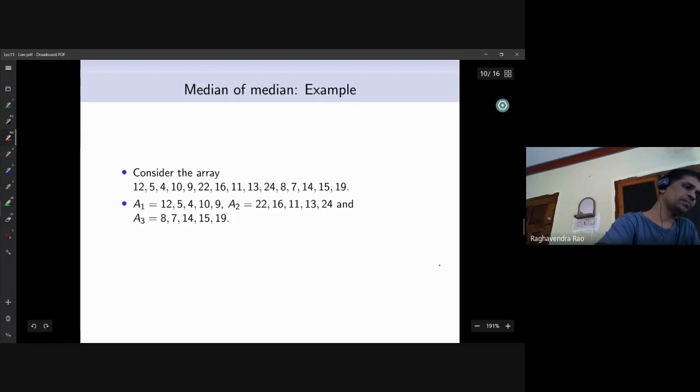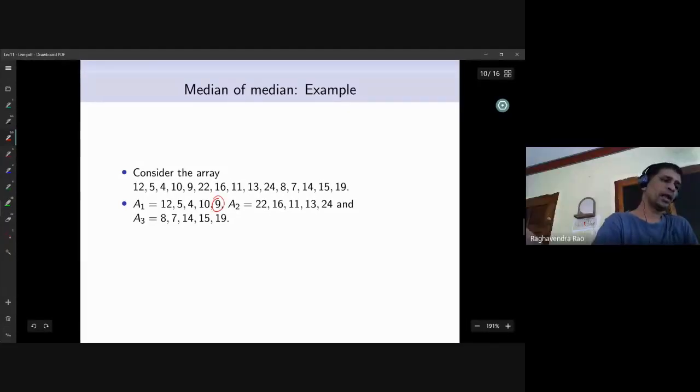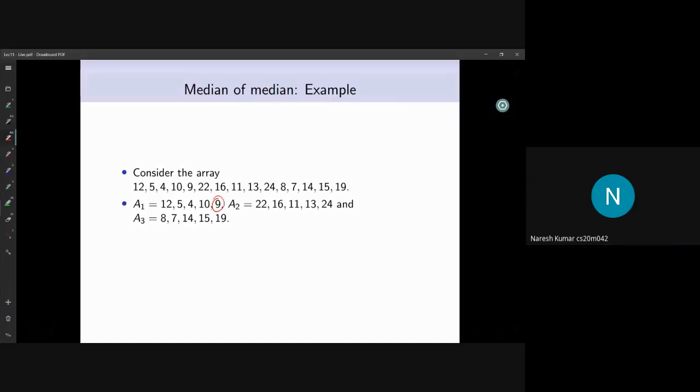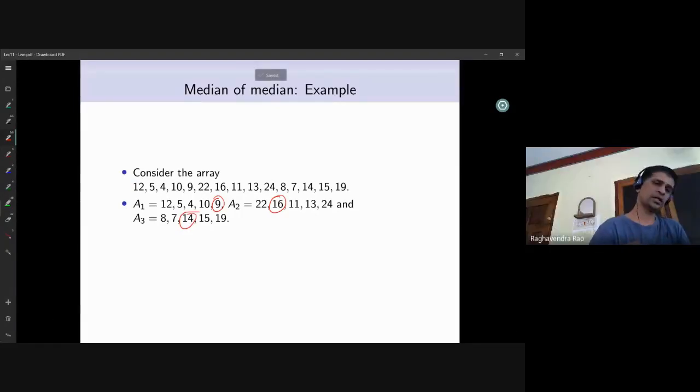What is the median? 9. The middle element, 9, right? 9. Yes, good. And here, what is the sorted order? 11, 13, 16, 22, 24. What should be the middle element? 16. And here, what is the sorted order? 7, 8, 14, 15, 19. So the middle element is 14. So these are our medians.